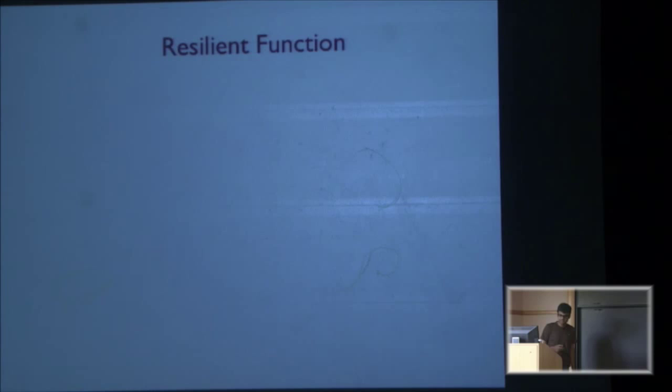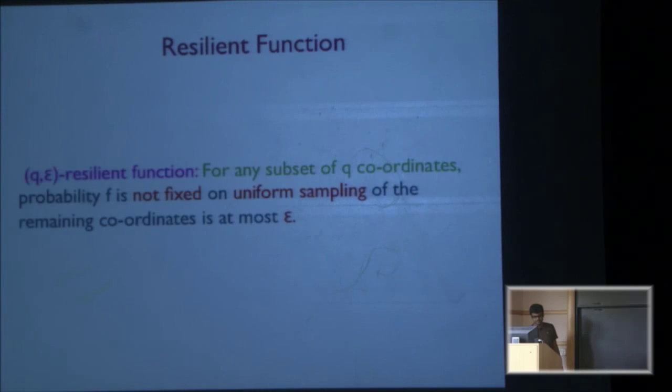And we'll also use the notion of resilient functions. So let's look at what a q comma epsilon resilient function is. We'll call a function f q comma epsilon resilient if for any choice of q coordinates. Wait a minute, these are functions on what, on n bits? Yeah, so f is a Boolean function on n bits.